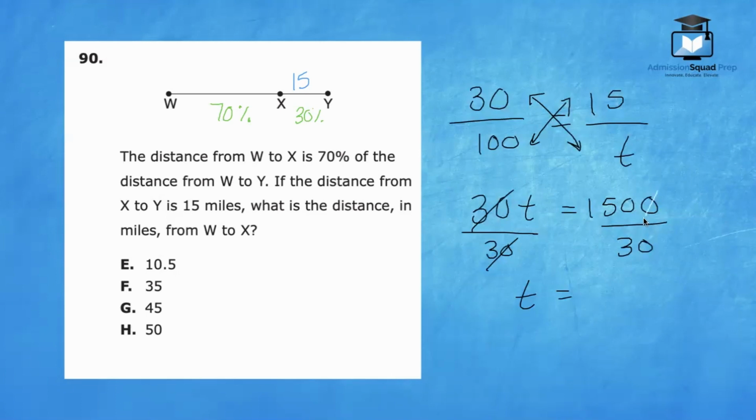Let's cancel out what we can. So the zeros will cancel. 3 into 3 is 1, and 150 divided by 3 is 50. So the total distance from W to Y is 50 miles. Since we know that X to Y is 15 miles, we can go ahead and simply subtract 50 minus 15 to give us 35 miles as the distance from W to X. So F is still the correct answer. So you can use the equation method or the proportion method to solve this problem.